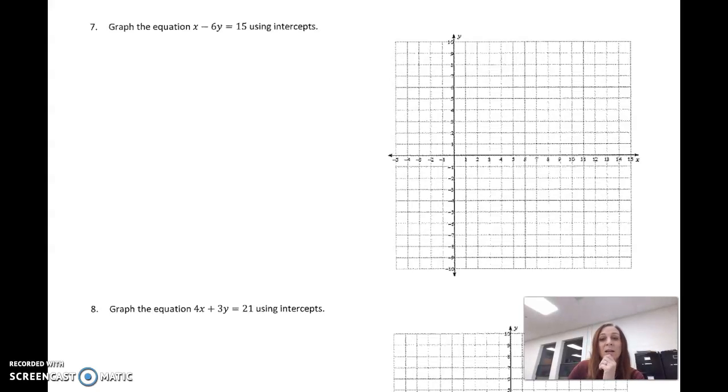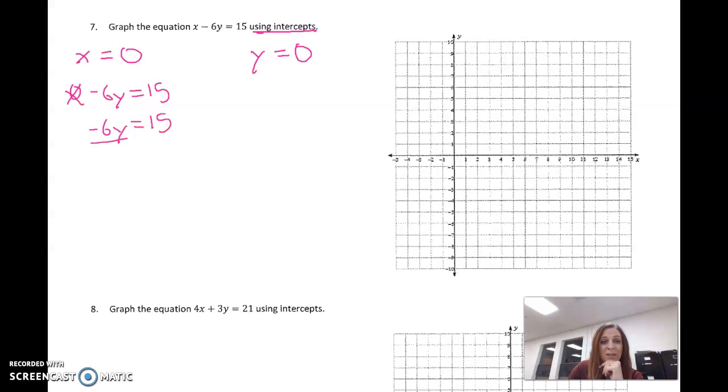Let's try it. Again, using intercepts, I'm going to put 0 in for x, then 0 in for y. We're still solving equations. That hasn't changed. So I'm going to go 0 minus 6y equals 15. That cancels. I'm not going to forget that that's a -6y equals 15. Divide both sides by -6.